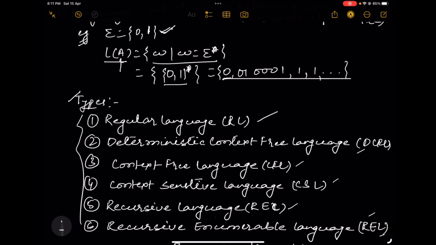These different kinds of languages are accepted by different kinds of machines, and we have an infinite number of languages in our current language system, which we have simply categorized into 6 different categories. These are the topics we have to cover in our university exams or inside GATE as well.